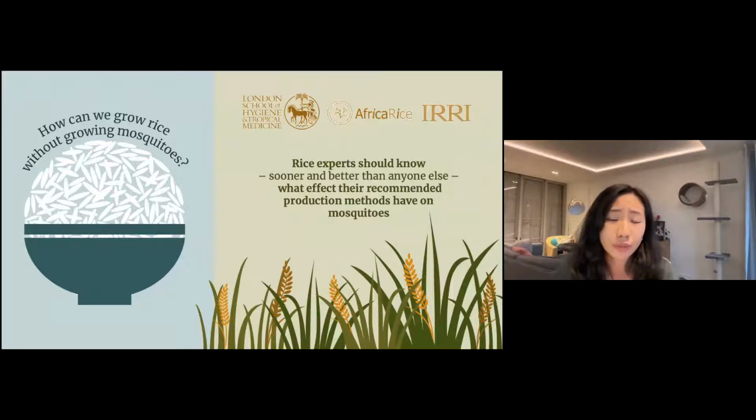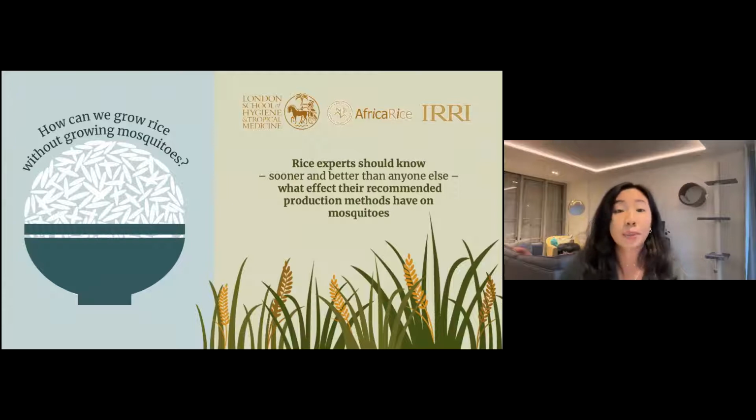Moreover, even if the methods do work, they do not tend to be adopted by rice farmers, since rice farmers prioritize yield, which is normal, instead of mosquitoes. So together, in collaboration with rice research institutes, we think that rice experts, i.e. agronomists, should know what effect their recommended production methods have on mosquitoes.